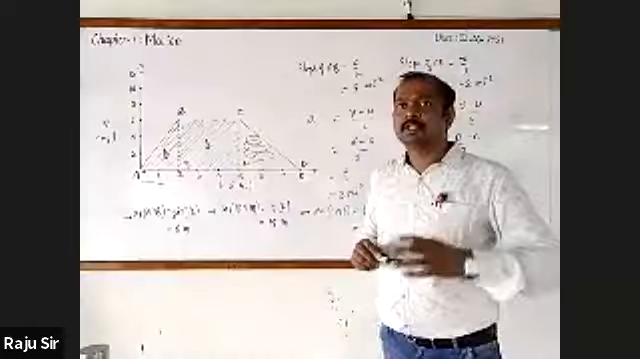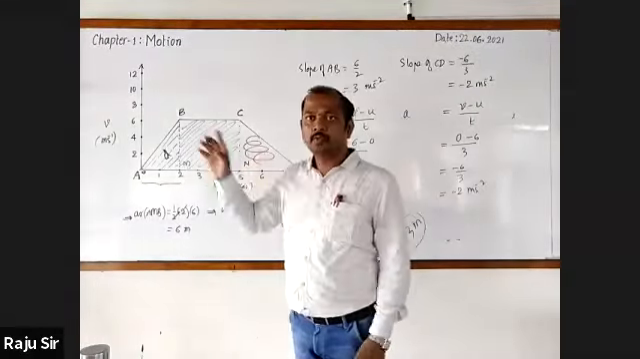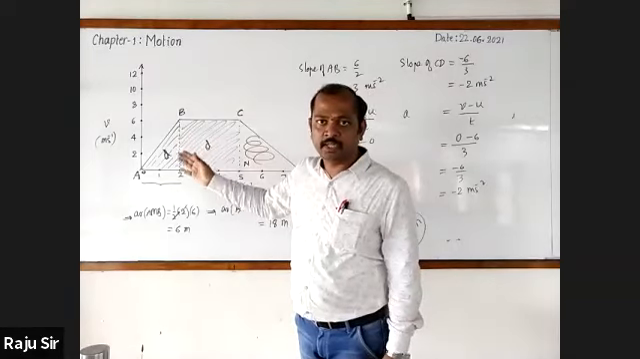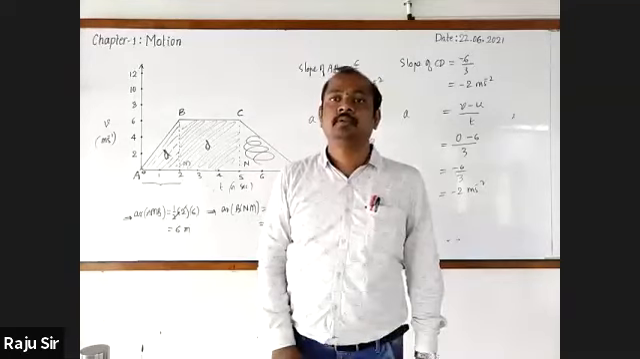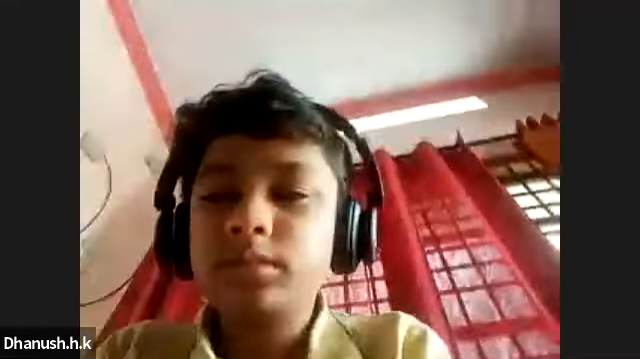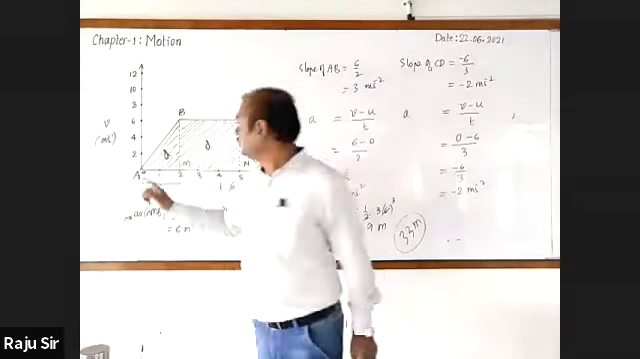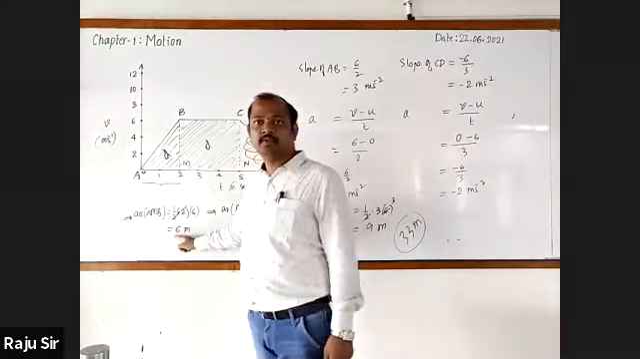In the examination, they may ask you a question like this. First question: what is the distance traveled by the body during its acceleration? 6 meters. This question can be asked in different ways. What is the distance covered by the body in the first 2 seconds? Same one, 6 meters.